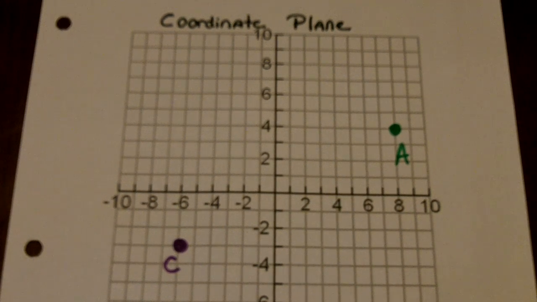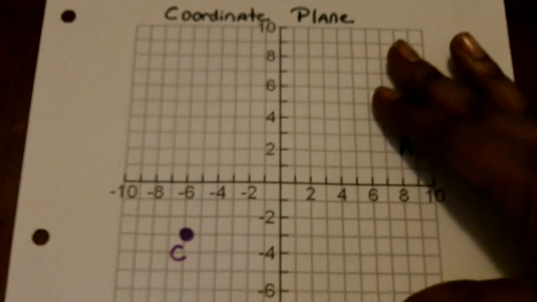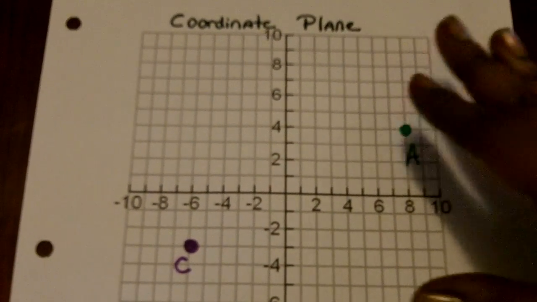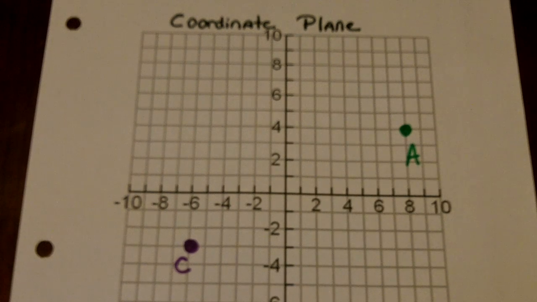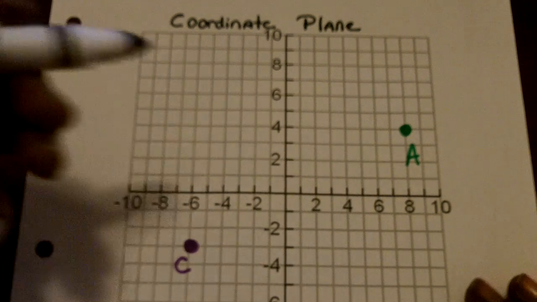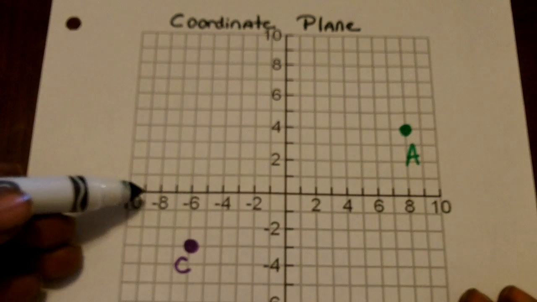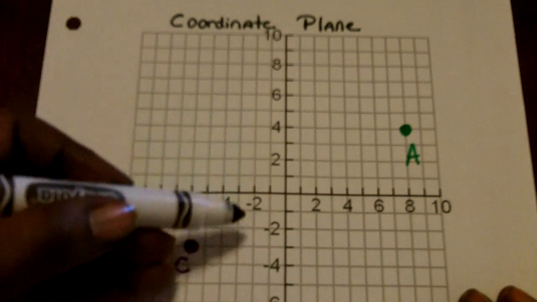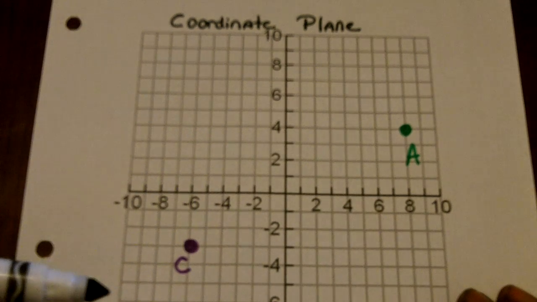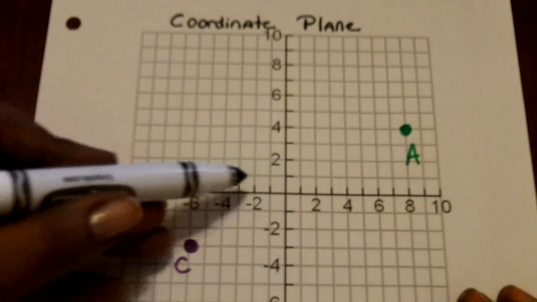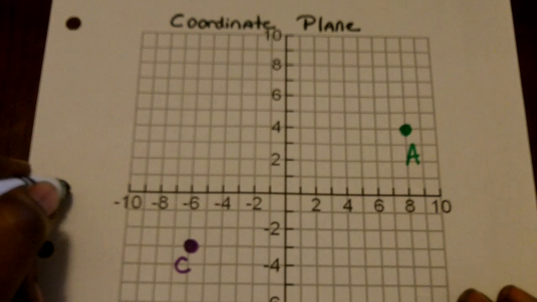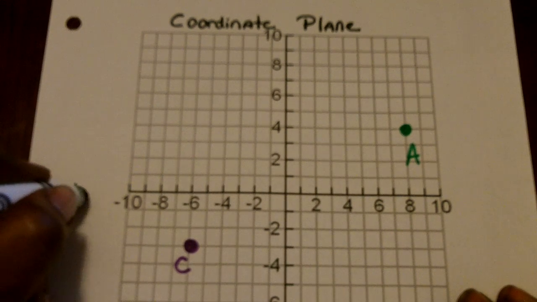Hello, today we are going to talk about a coordinate plane. As you see, this would be an example of a coordinate plane, this entire diagram. Basically, the definition is that a coordinate plane is formed when you have a horizontal axis and a vertical axis that intersect. The horizontal axis is what we also call the x-axis.